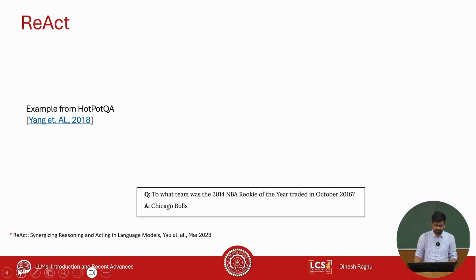Right. So here, the answer is Chicago Bulls. If you have to answer this question, and let's say that you don't know anything about basketball or the NBA to begin with, how would you go about answering this question? Let's say I give you access to the internet. So how would you use the internet to answer this question?